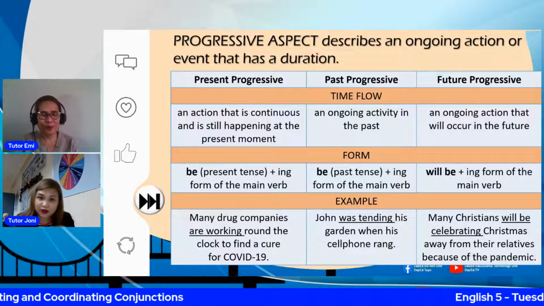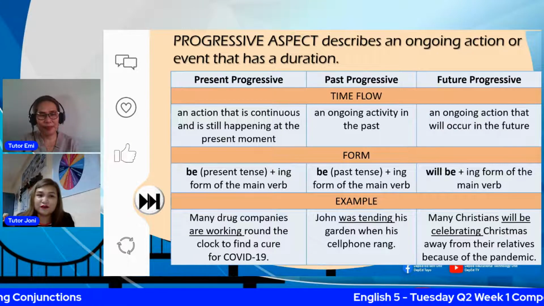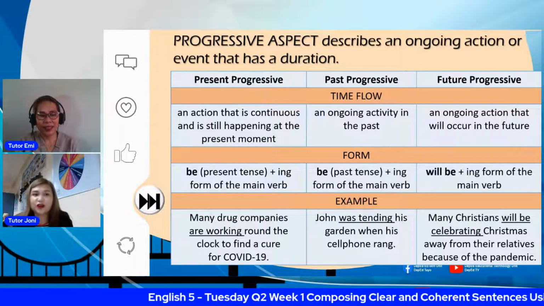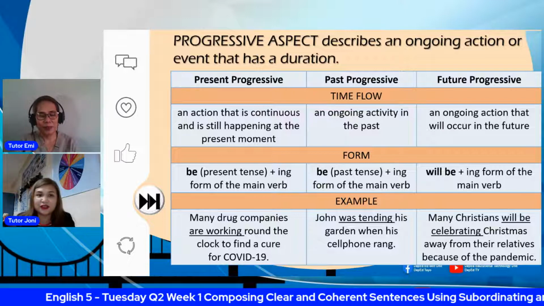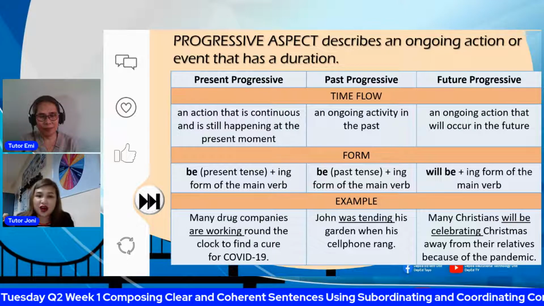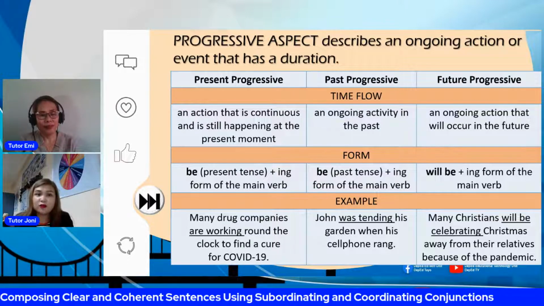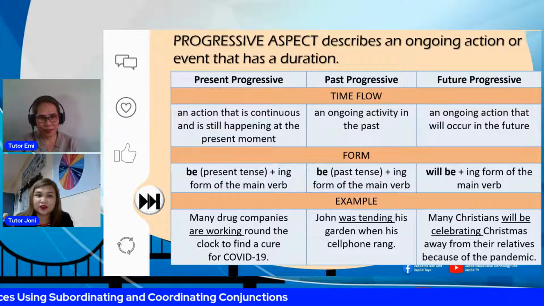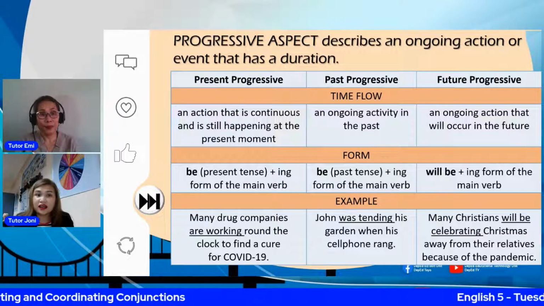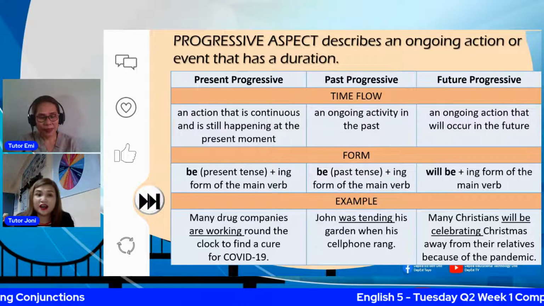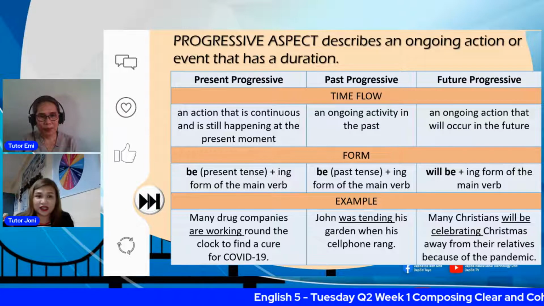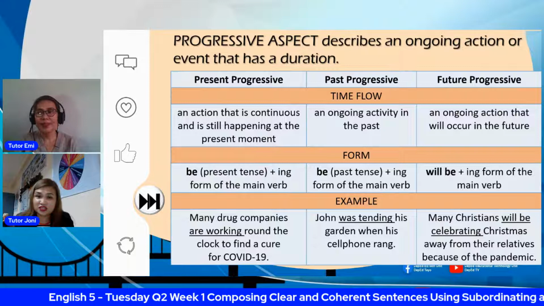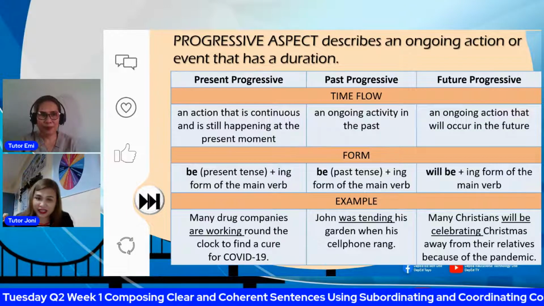So you are still doing it right now. So the form is be, in the present tense, plus the ing form of the main verb. So, for example, many drug companies are working round the clock to find a cure for COVID-19. So your be verb there is are, because you have companies. And then it's the ing form for the main verb, which is work. So you will have working.